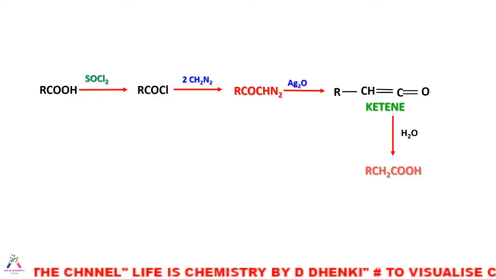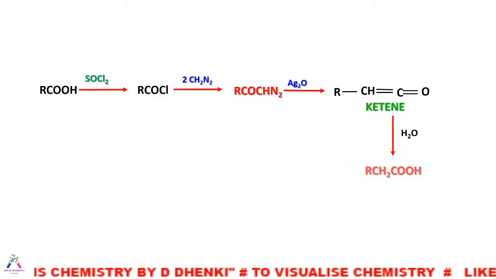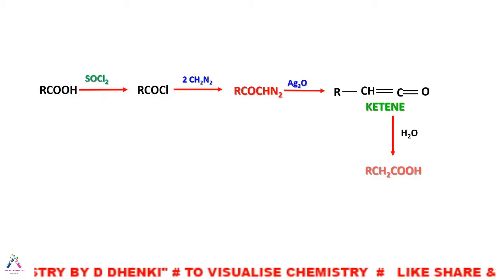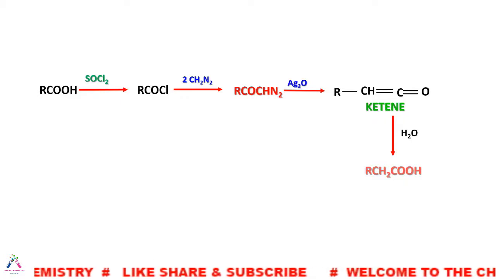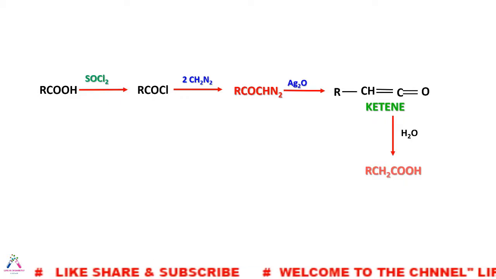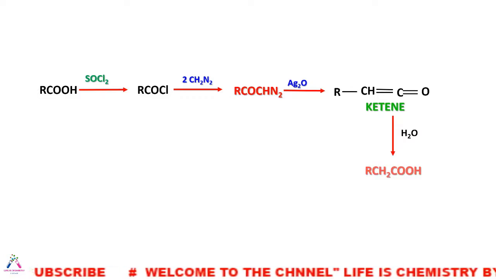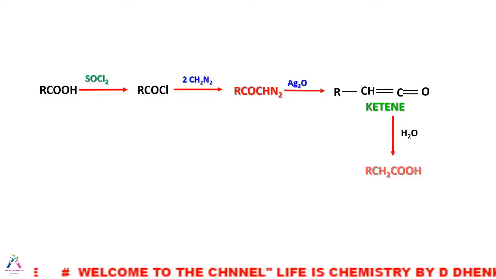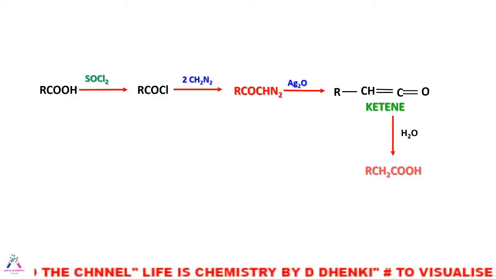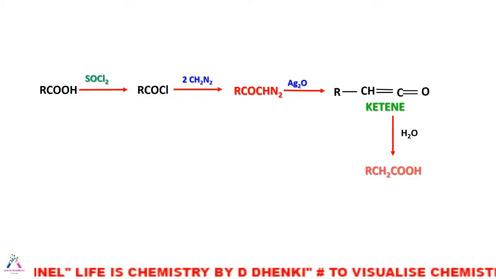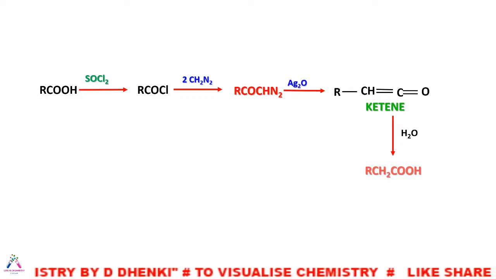In this context, to convert the carboxylic acid into the acid chloride, we use thionyl chloride. Thionyl chloride reacts with carboxylic acid and forms SO2 and HCl in the gaseous state. These two are gaseous byproducts which are readily removed from the reaction system, and we can collect the acid chloride easily. So instead of using phosphorus pentachloride, we can use thionyl chloride to convert the carboxylic acid into acid chloride. These are the general steps of the Arndt-Eistert reaction.